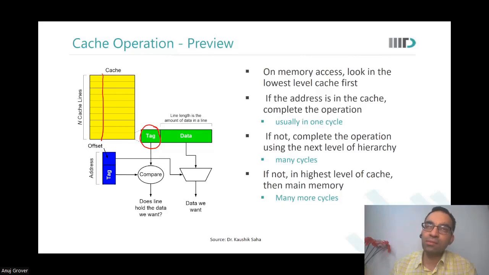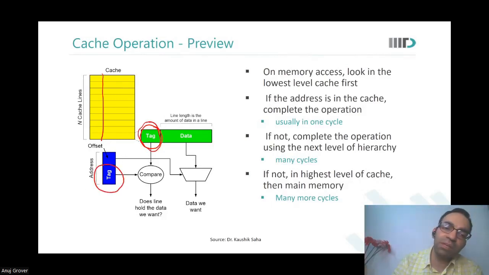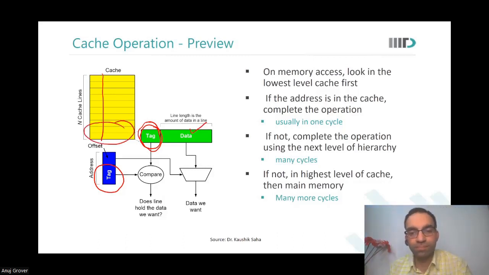This tag represents some address bits of the original location in the main memory. So when you access the memory, the tag that you read is compared with the tag which is available in the address field when the request was sent. Only if the tags match, we come to know if this data that I read from the cache was even relevant to me or not.